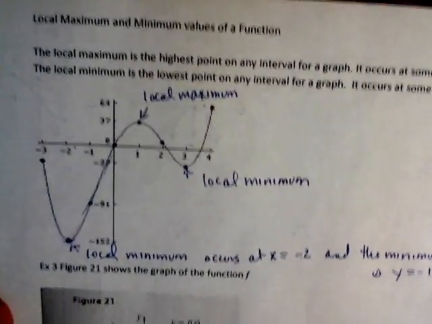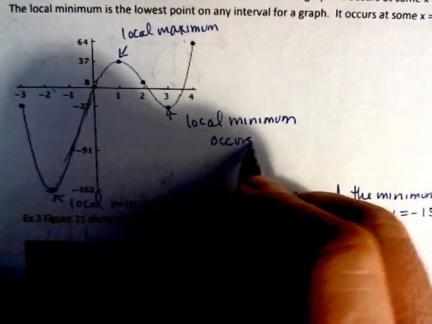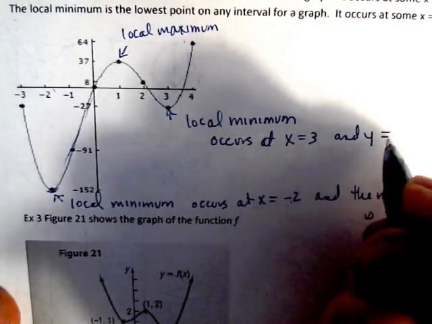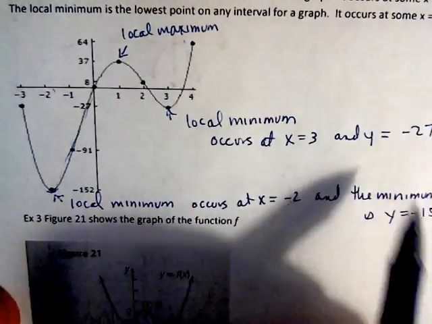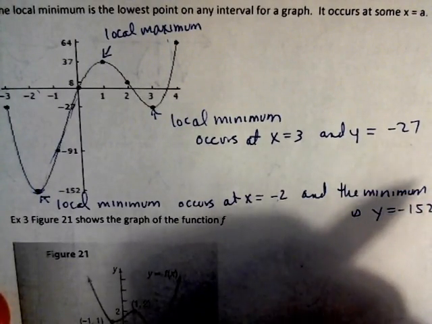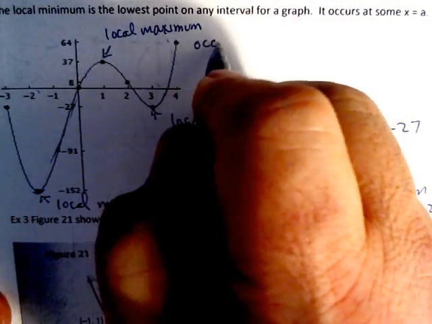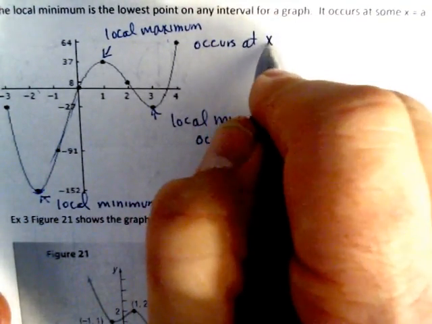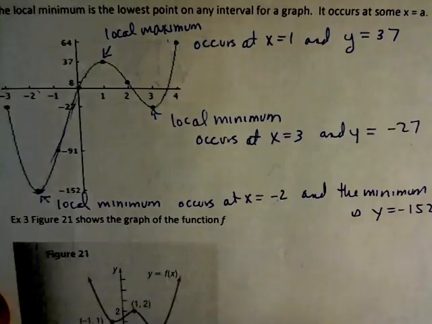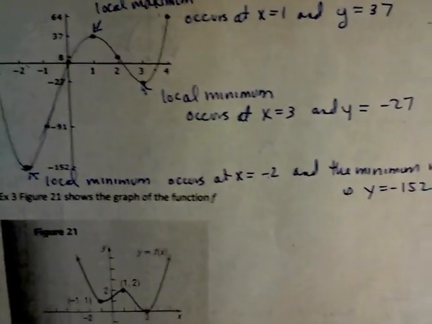Okay. The other minimum occurs at X is 3 and Y is -27. That's what the actual minimum value is. The local maximum occurs at X is 1 and Y is 37. Okay, so you're just pretty much locating points.